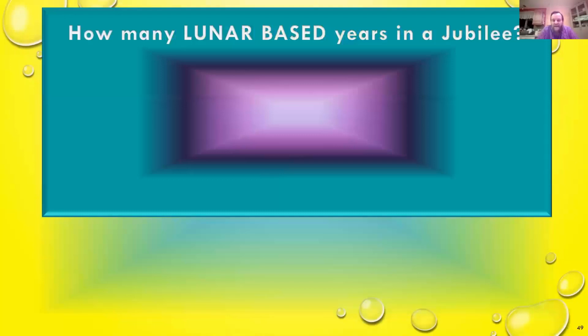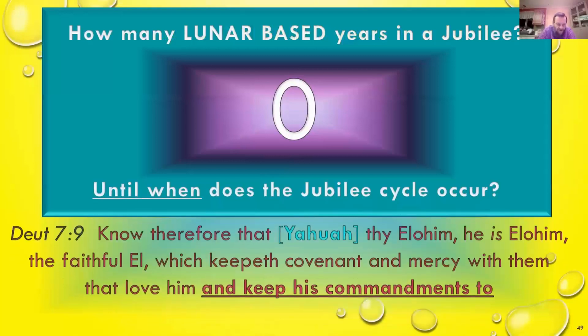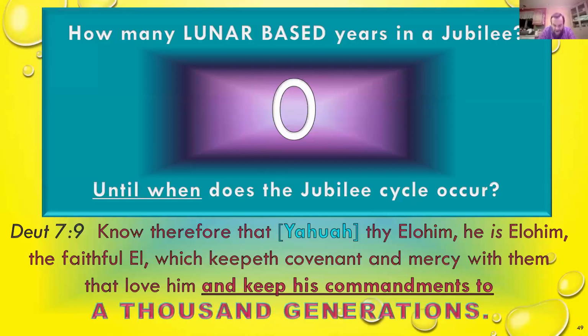How many lunar-based years in a Jubilee? 0. Until when does the Jubilee cycle occur? Deuteronomy 7:9. Know therefore that Yahuwah thy Elohim, he is Elohim, the faithful El, which keepeth covenant and mercy with them that love him and keep his commandments to 1,000 generations. That is long past our time, or long farther in the future than our time. We've got a long ways to go to keep these commandments. And no, there is no lunar-based years in a Jubilee.